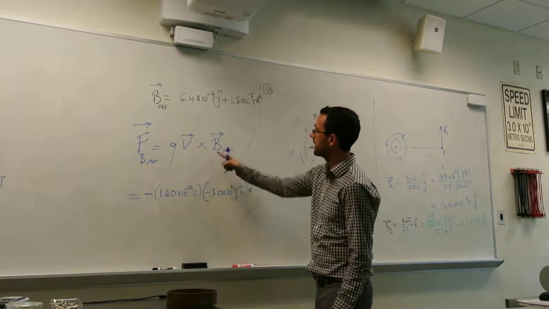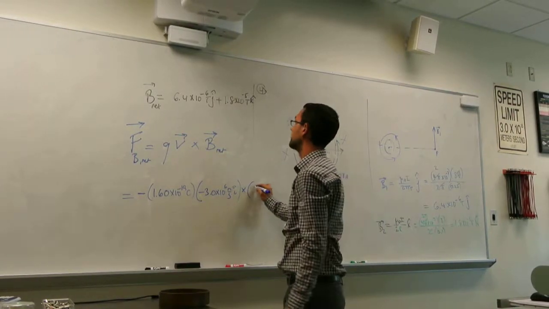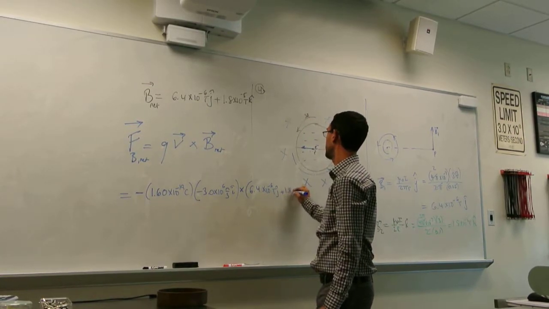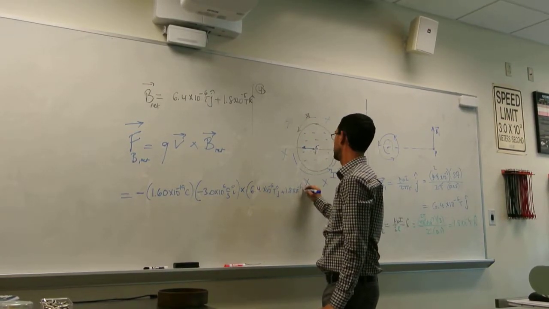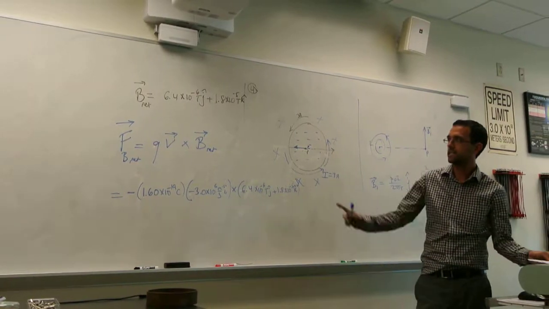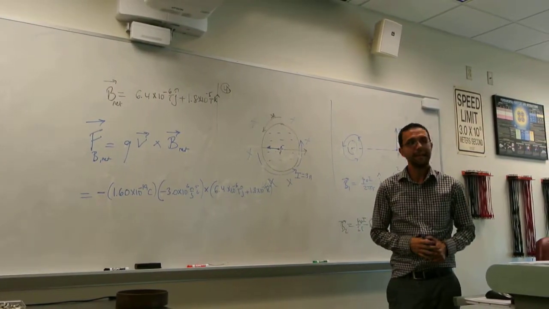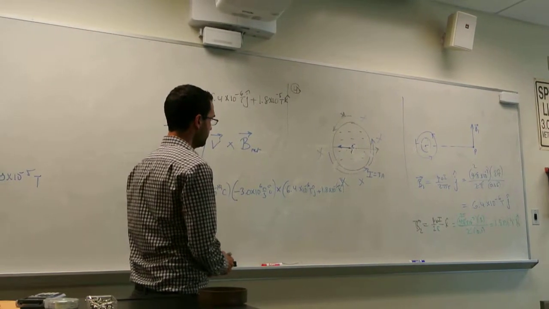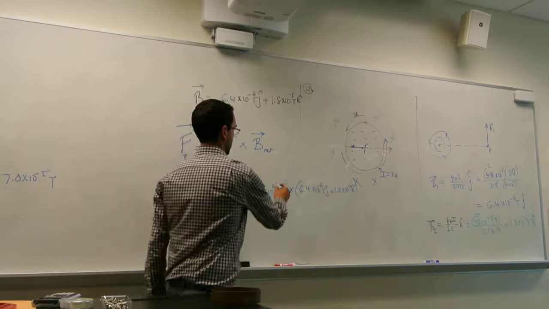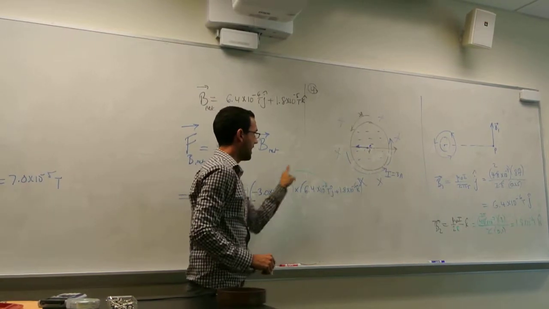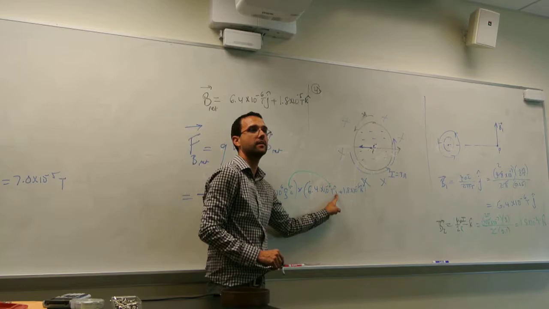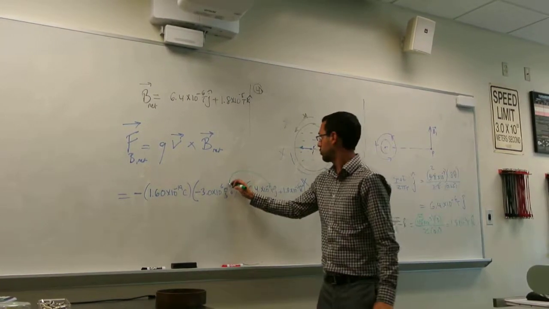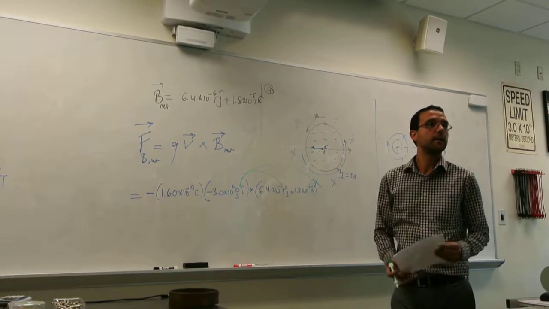Cross product with the net magnetic field that we just calculated: 6.4 times 10 to the minus 6 Tesla into J plus 1.8 times 10 to the minus 5 Tesla into K. Okay, does everybody see how we set it up? Now, here's the cool thing. You can actually go ahead and distribute this. So I cross product with J. What does I cross product with J give me? K. And I cross product with K gives me negative J.